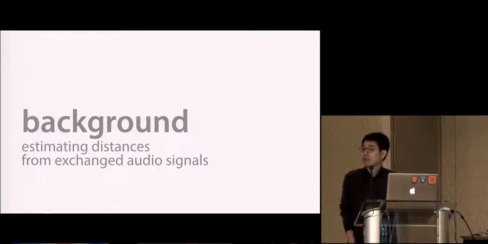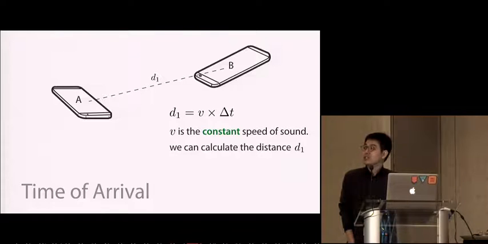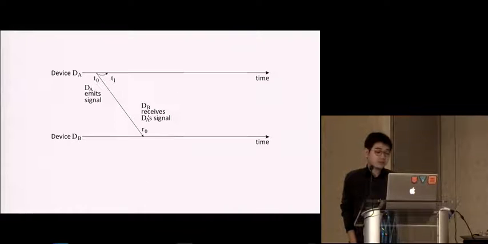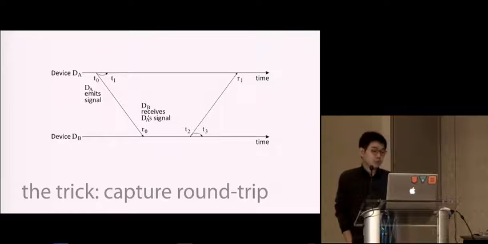Let me give you some background about how this works. If we have 2 devices in 3D space and we want to know the distance between the devices, and we assume the speed of sound is constant, we can infer the distance by the time of flight. While the idea seems very straightforward, there is one main issue: the clocks on the 2 devices are not synchronized. So we use one trick to solve this.